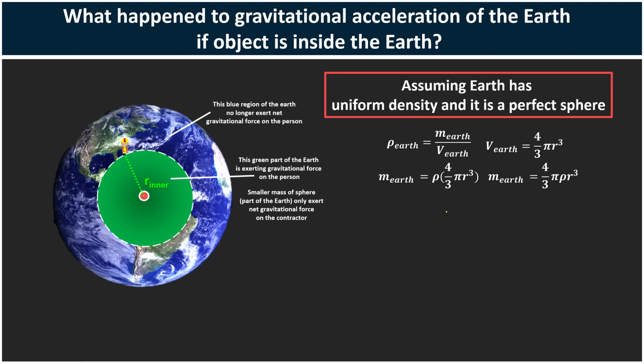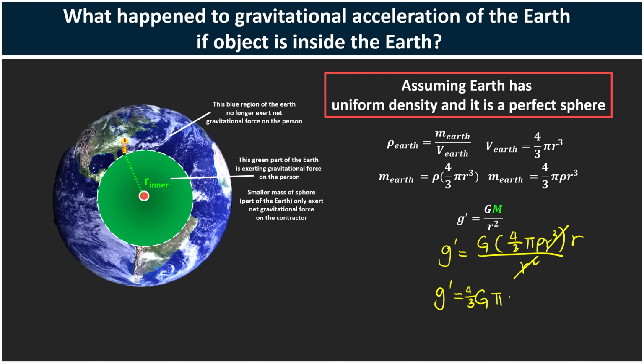But if we want to find the gravitational acceleration, we have the formula of GM over r squared, where the capital letter M is just the mass of the Earth. So we can substitute in: g prime, which is the gravitational acceleration inside the Earth, is equal to G bracket 4 over 3 pi rho r cubed over r squared. And we can simplify the r squared with r cubed. Now we are left with only g prime equals G, the 4 over 3 I carry into the front, pi, and then we have the rho and r.